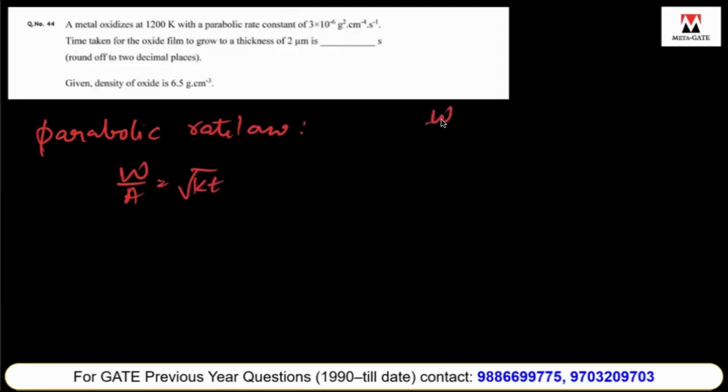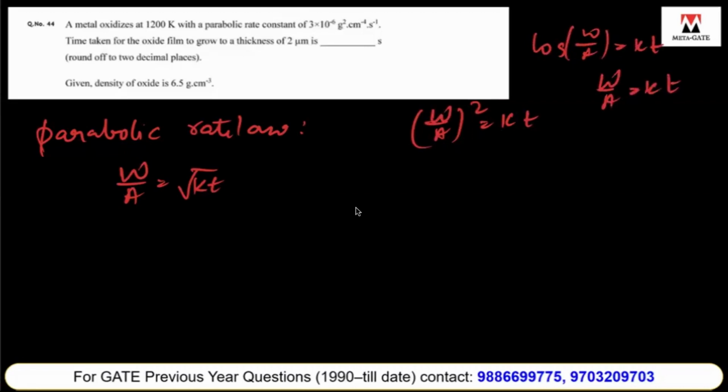The parabolic law is nothing but W by A is root KT. Logarithmic law is W by A proportional to log of KT. Linear law is W by A is KT. So the weight can be written as density into volume per area. So you'll get density into x is equal to root over KT.